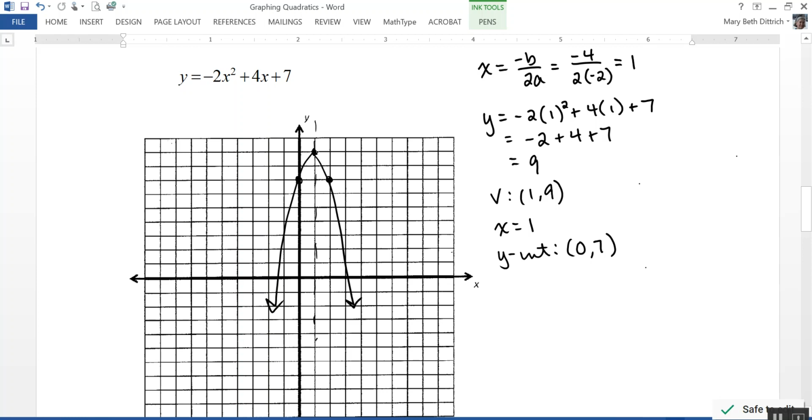And notice that the vertex here is the highest point on this graph. So this graph is going to have a maximum value at the point y equals 7. Oh, I'm sorry, I got the wrong maximum there. Sorry, not y equals 7. I'm sorry, y equals 9. Sorry about that. The maximum value is y equals 9.